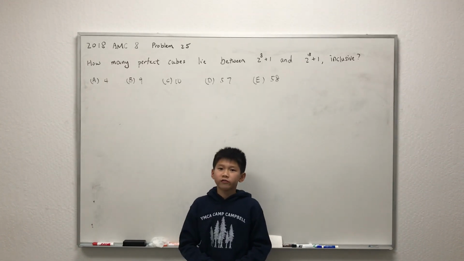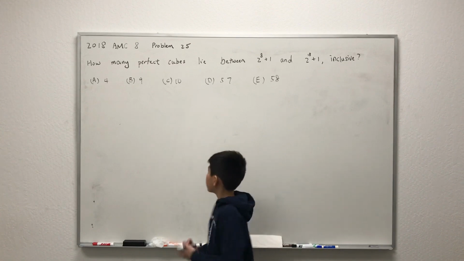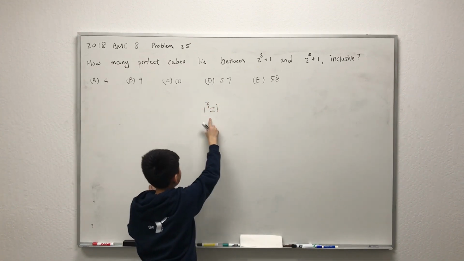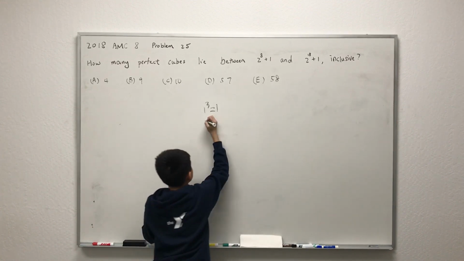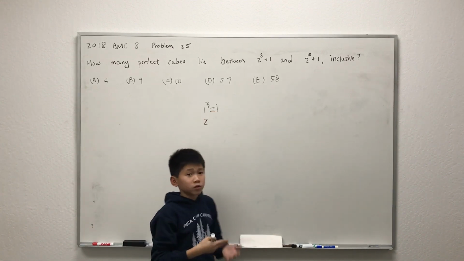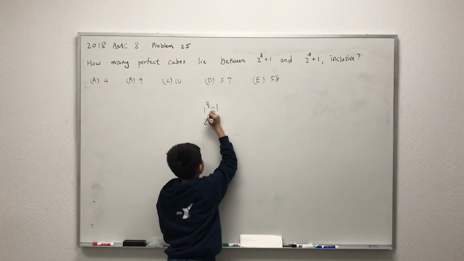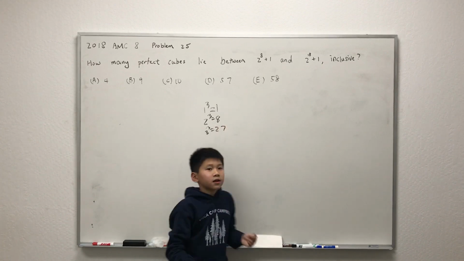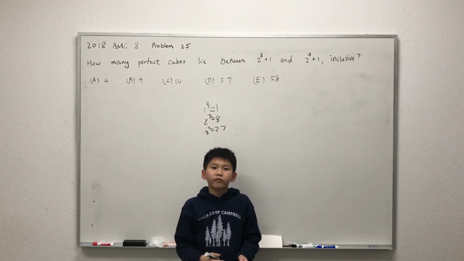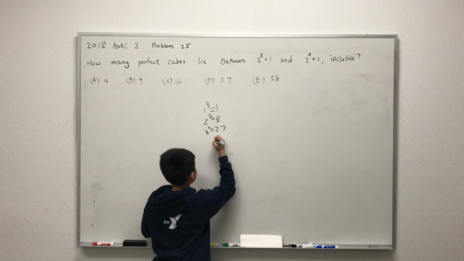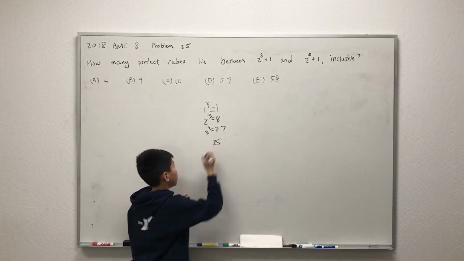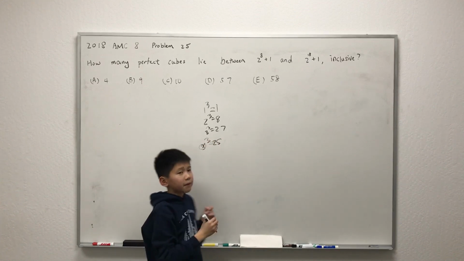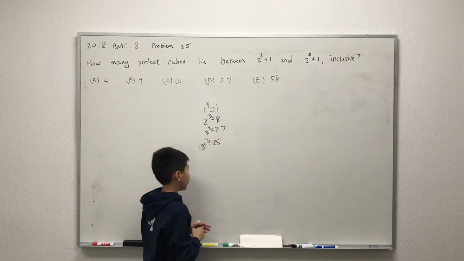Let's first review the definition of a perfect cube. Well, we know that a perfect cube is just a number multiplied by itself 3 times. So 1 cubed is equal to 1 times 1 times 1, which is equal to 1. 2 cubed is equal to 8. 3 cubed is equal to 27, and so on. Now, let's give an example of a number that's not a perfect cube. Let's say 25. Well, there is no x that multiplied by itself 3 times would equal 25.